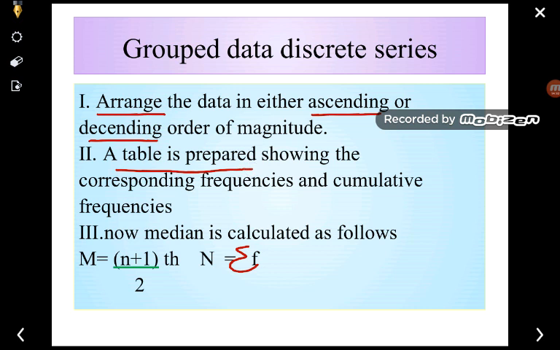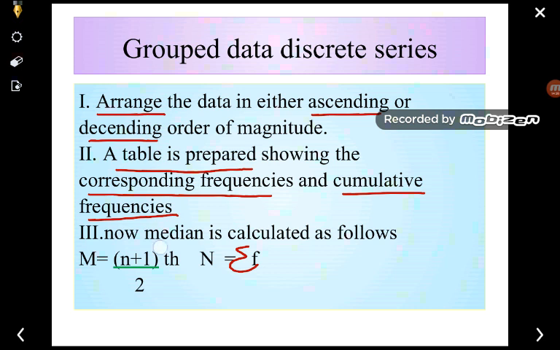We have to prepare a table showing the corresponding frequency, in which we will show the frequency and the cumulative frequencies. So not only arranging the data, we have to find out the cumulative frequency. This is how the discrete series of the grouped data is calculated.